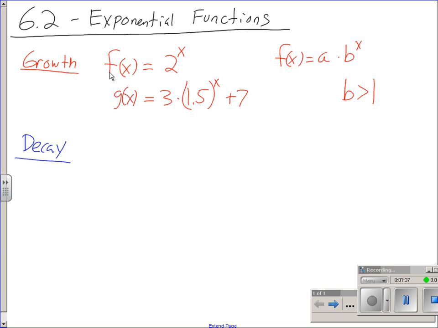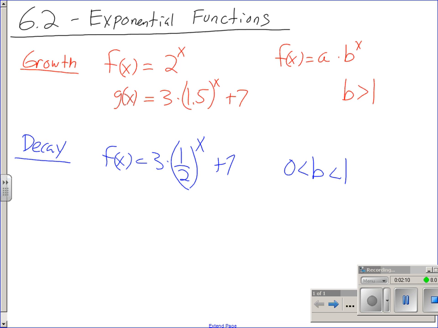Similar idea for exponential decay. For an exponential decay function, your base is going to be a fraction. So like 1/2 to the power of x. We could have times 3 plus 7. But for exponential decay, the base has got to be greater than 0, but less than 1. Okay, it can't be equal to 1, otherwise you just multiply by 1 and you're not changing the value, so it just becomes a constant. Can't be 0 because you multiply by 0 and then the function's done.